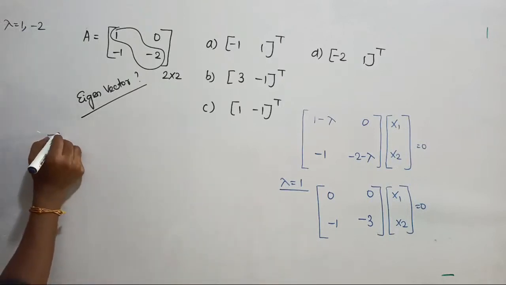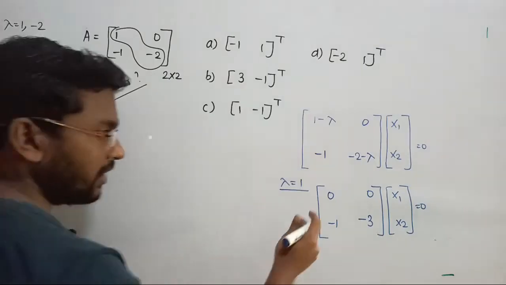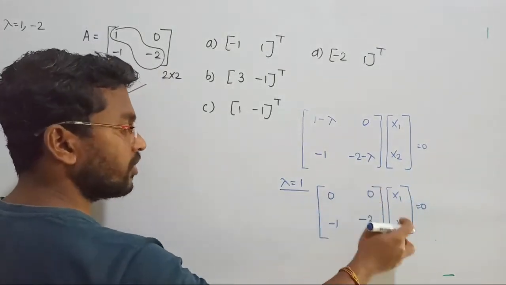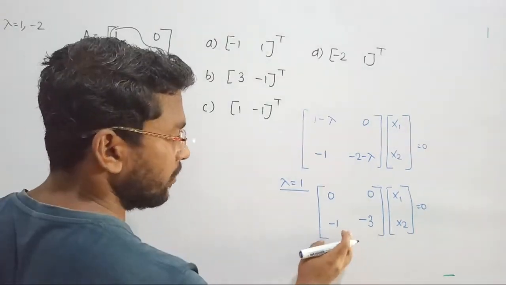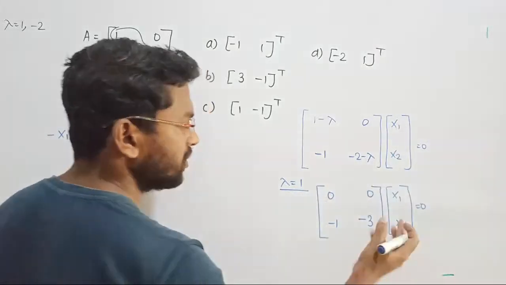Let's write the answer: minus x1 minus 3 times x2 equal to 0. Guys, listen. The first equation is 0 into x1 plus 0 into x2 equal to 0. The second equation will become minus 1 into x1 minus 3 into x2 equal to 0. Anyway, with the first equation we cannot do anything.